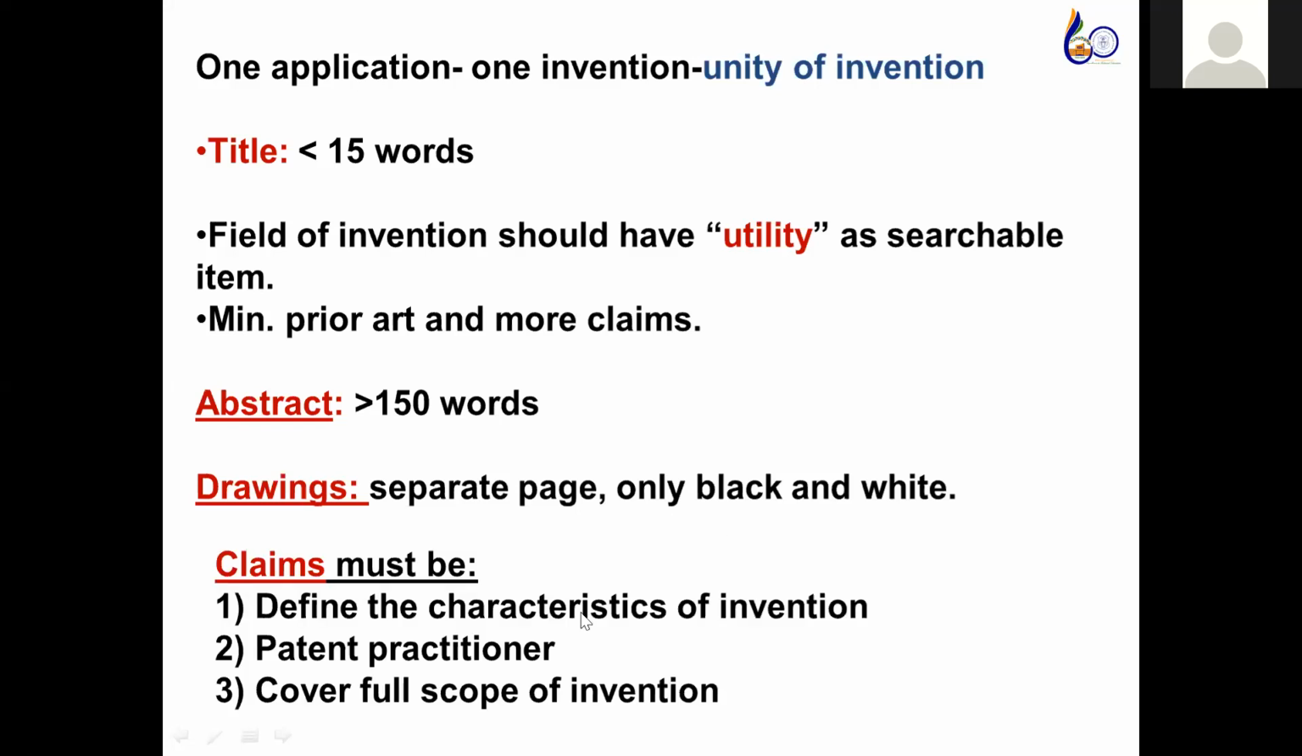Claims, as I told you, they are the most important part of the patent, and they define the characteristics of the invention, patent practitioner and full coverage of the invention. ये सब कुछ आना चाहिए. अगर आपको लिखना विखना नहीं आता है, there are various websites. और मैं लास्ट में अटॉर्नीज का नाम भी बताऊंगा जो आपको बहुत अच्छी तरह से हेल्प करेंगे लिखने विखने में, तो उनका हेल्प आप ले सकते हैं.